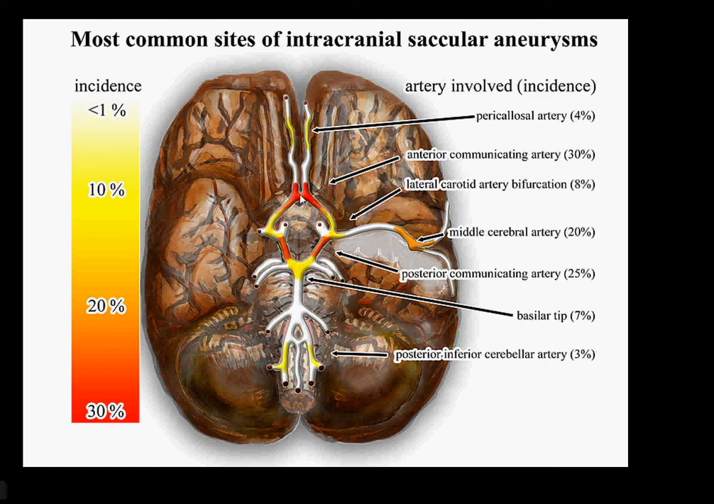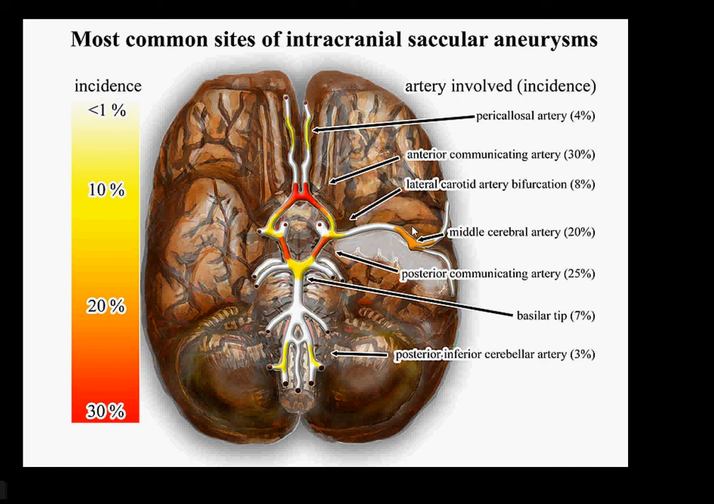First of all is the anterior communicating artery. About 30% of aneurysms occur here. The next most important place to look would be the posterior communicating artery, specifically the portion of the posterior communicating artery where it comes into the distal ICA or proximal MCA.